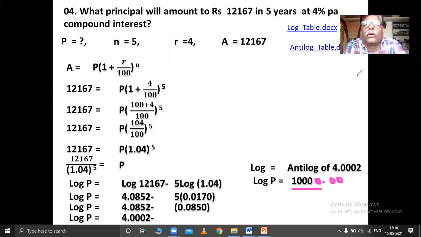This is the problem I solved for you people. This is the way of calculating the P. Any doubt?